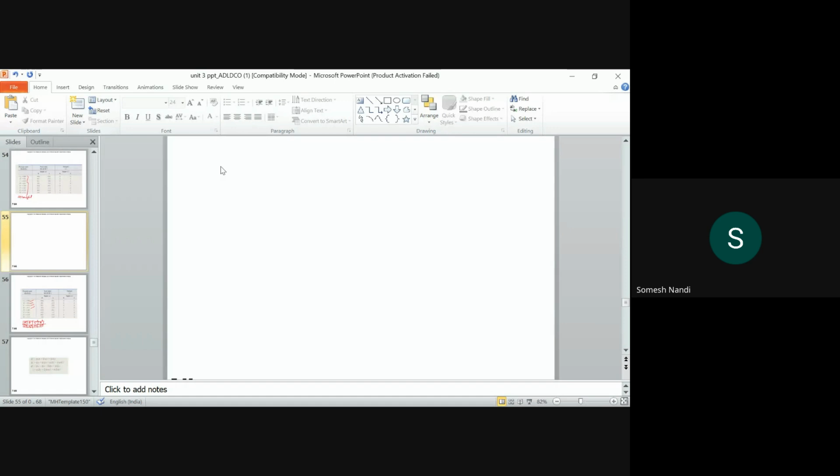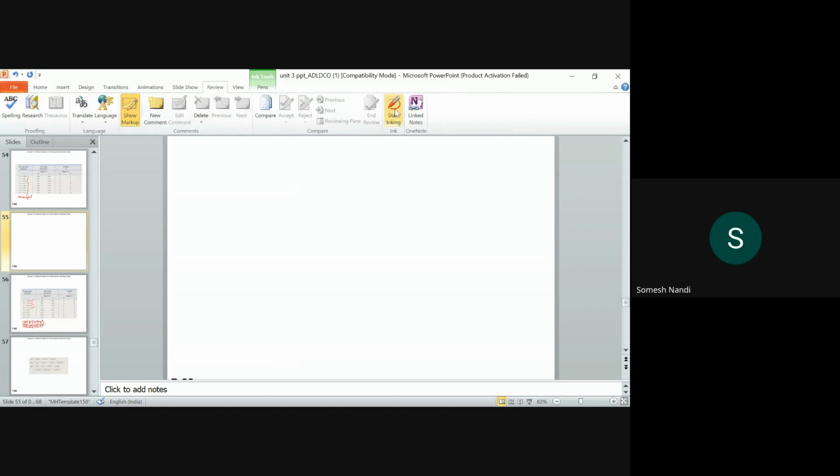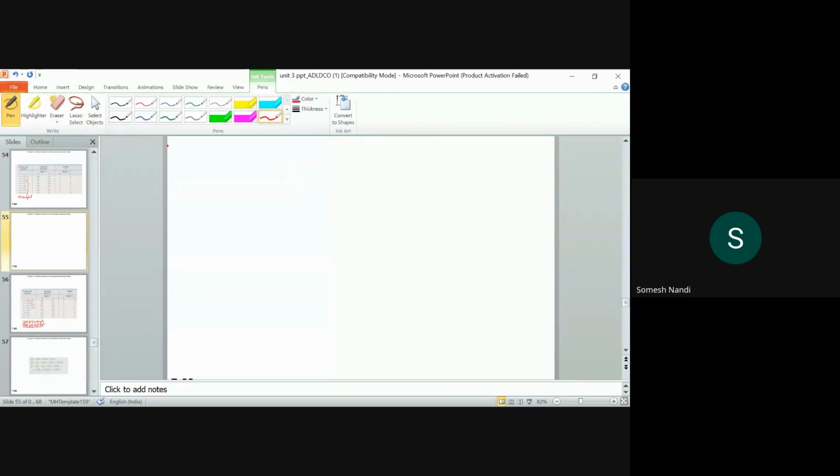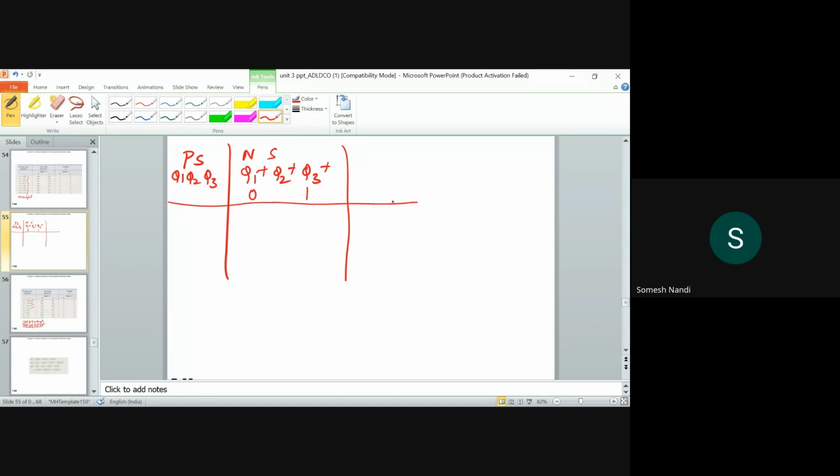The value is wrong over there, so we will enter the value. This is your present state. This is your next state. This is your Q1, Q2, Q3. This would be next state is Q1 plus, Q2 plus, Q3 plus. By mistake, I have put the second table only there. Then this will be on input 0 and 1.